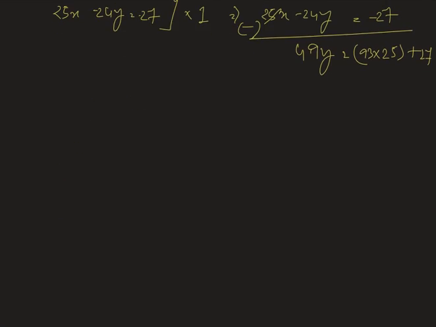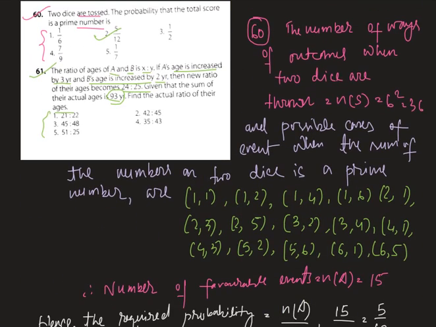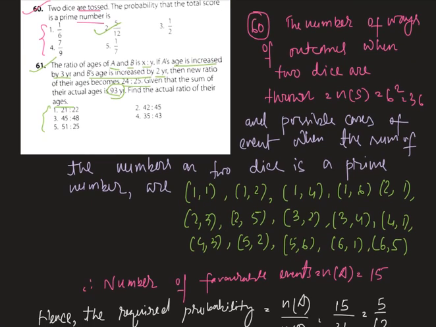And this results in y equal to 48, and therefore the value of x is equal to 45. So the required ratio is 45 is to 48. That is option 3.